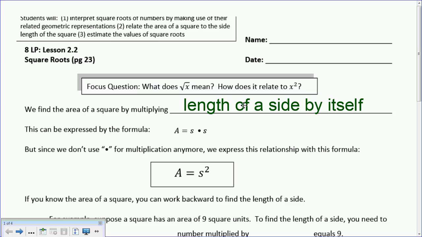Now underneath it says, but since we don't use the dot for multiplication anymore, we express this relationship with the formula area equals side squared. And again, side squared means side times side. So that's probably something you never thought about for area of a square, right? Side squared. A number times itself. So let's say if all the sides were 4, you'd say 4 squared. 4 times 4. 4 times itself. All right.